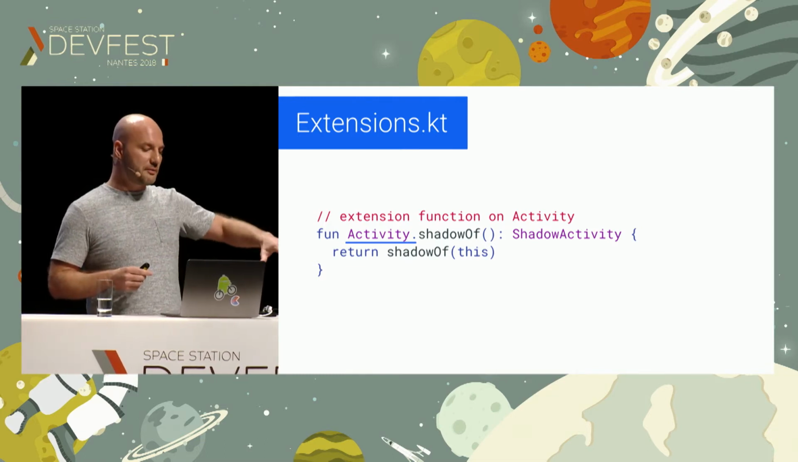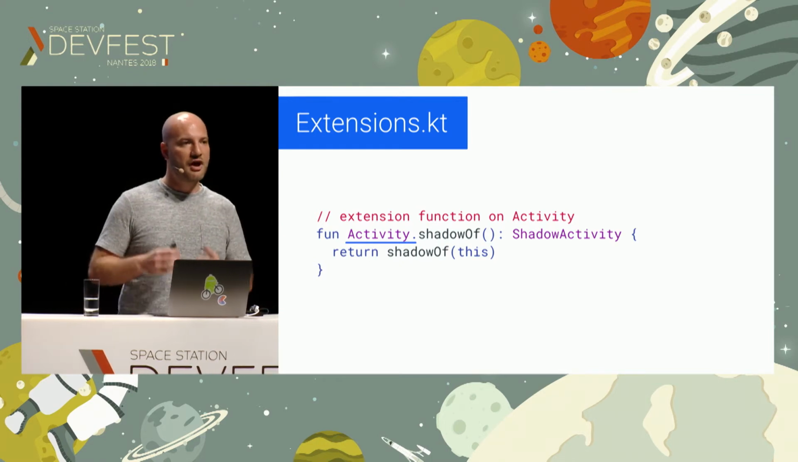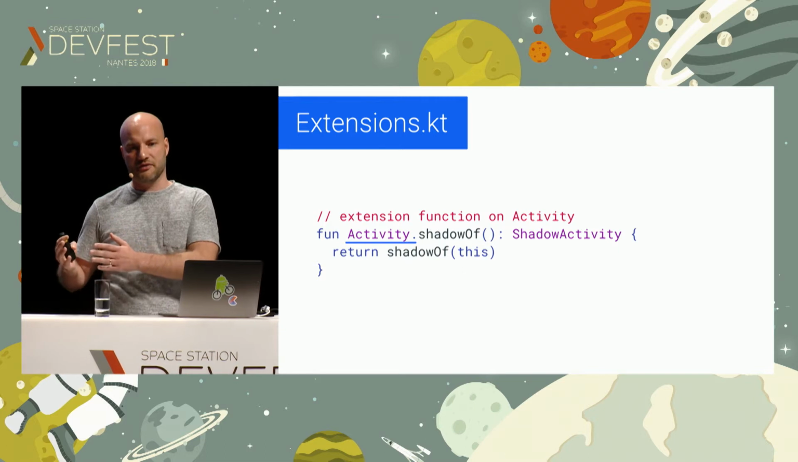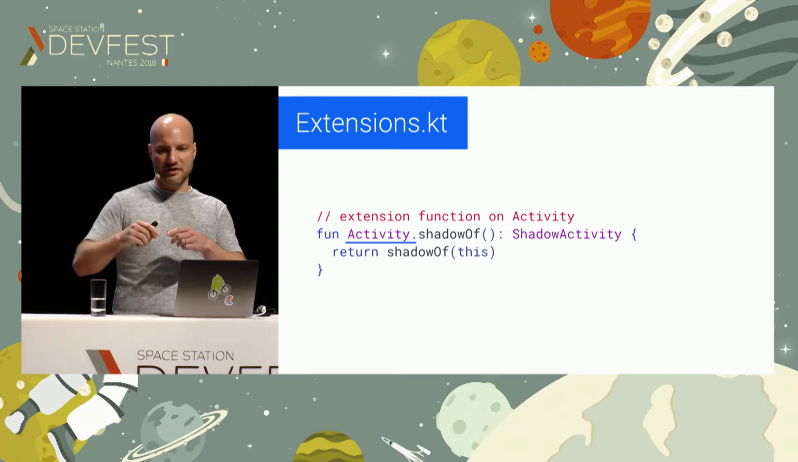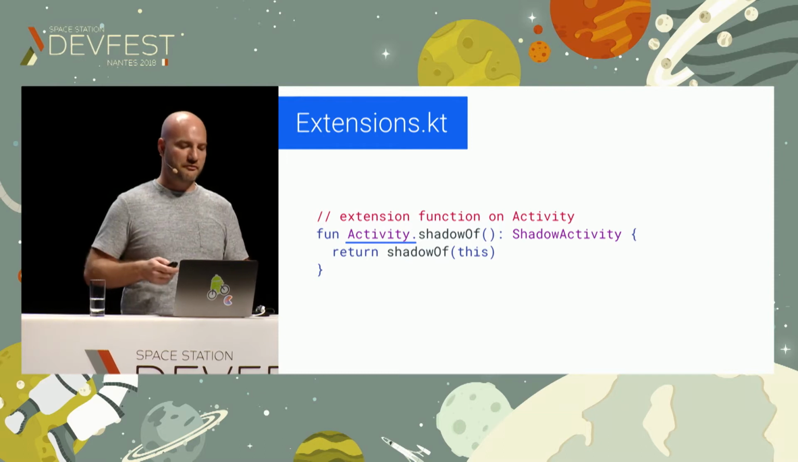Now, this is extremely powerful, not just because it lets you avoid littering your code with static calls, but also the IDE knows about this extension. So when you're on the activity, any activity, and you type dot, you're going to get an autocomplete for this shadowOf method.